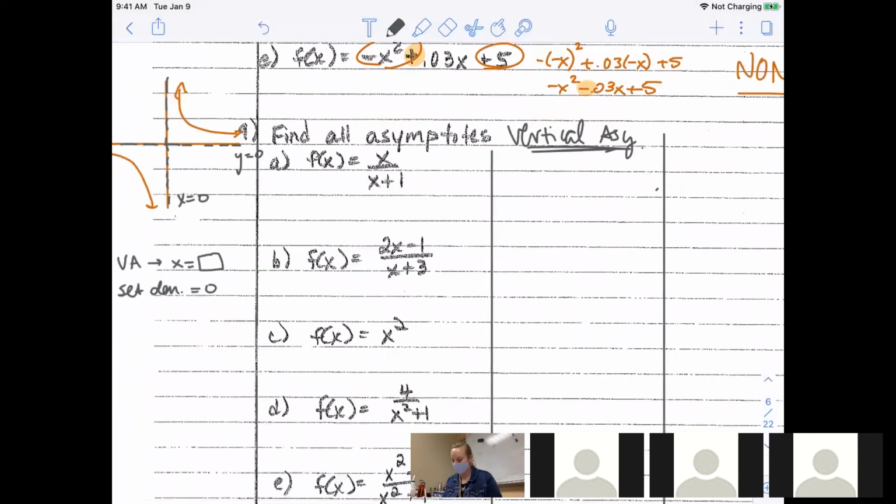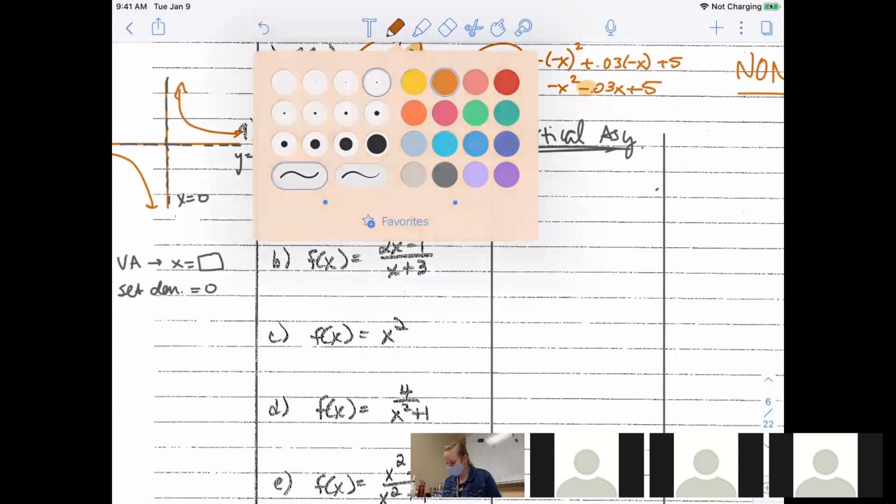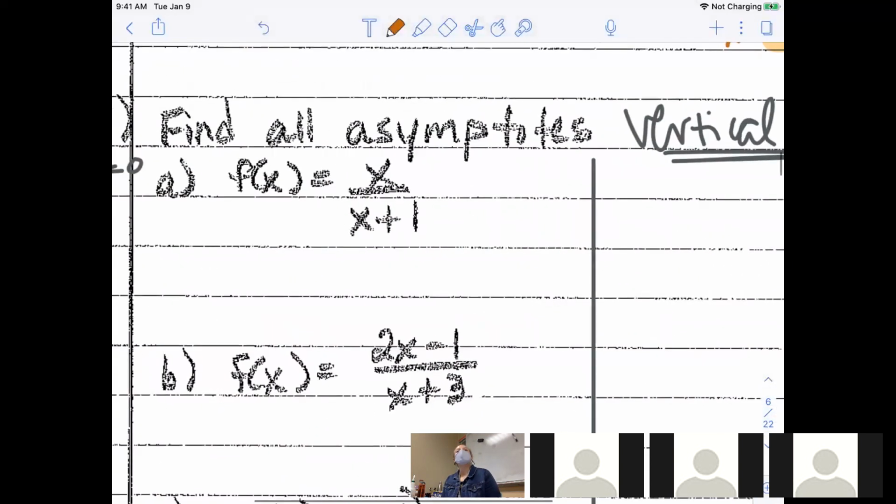Again, I'm just going to set my denominator equal to 0. So in the first one, letter A, my denominator is x plus 1. So x plus 1 equals 0. X equals -1. That's it. That's your vertical asymptote.